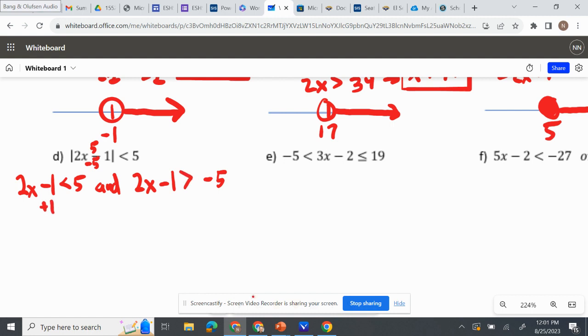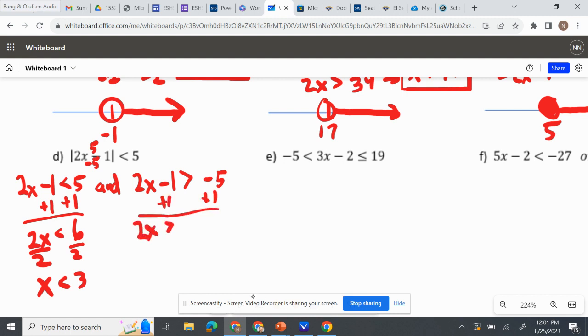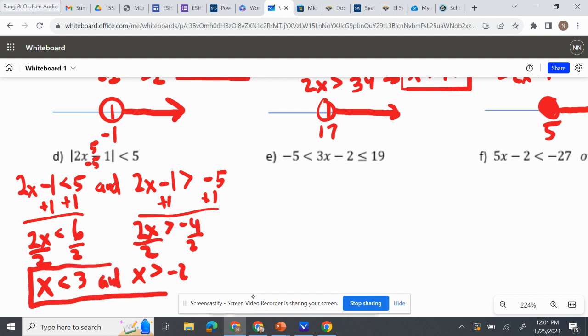So I'm going to add the 1, and I get 2x is less than 6. I'm going to divide it by 2, and I get x is less than 3. Then I'm going to add the 1, and I get 2x is greater than -4. I divide it by 2, and I get x is greater than -2. Now, I slipped in an and here. The reason that we know it's and is because this is a less than statement. If it was a greater than statement, it would be an or statement.